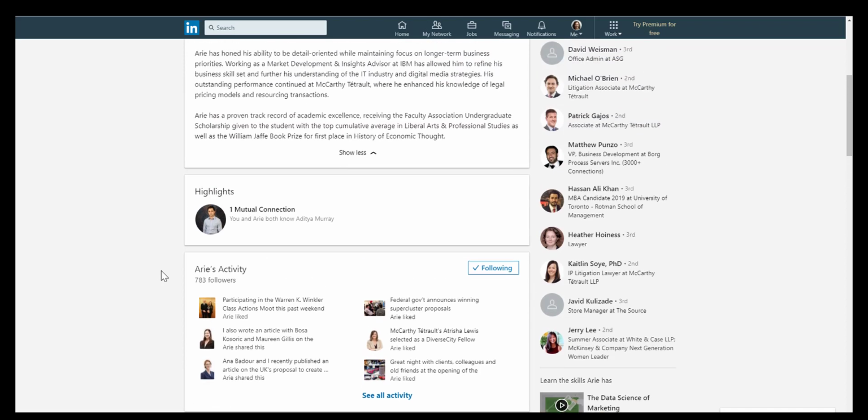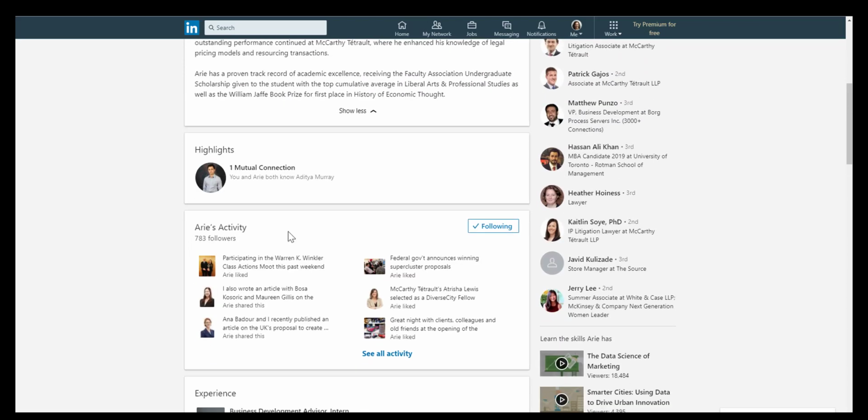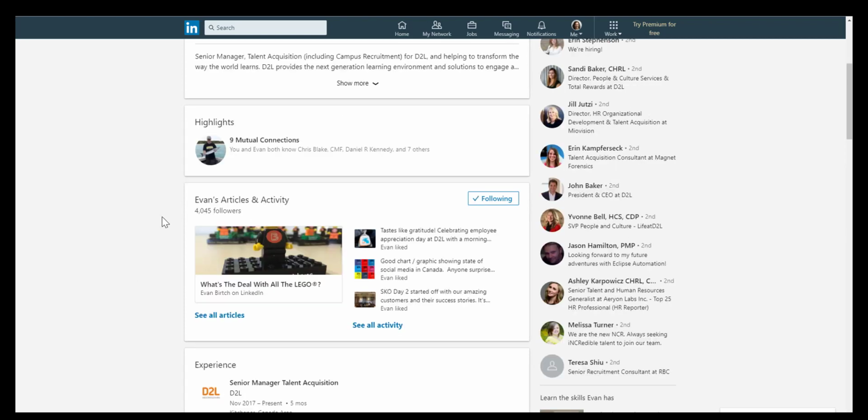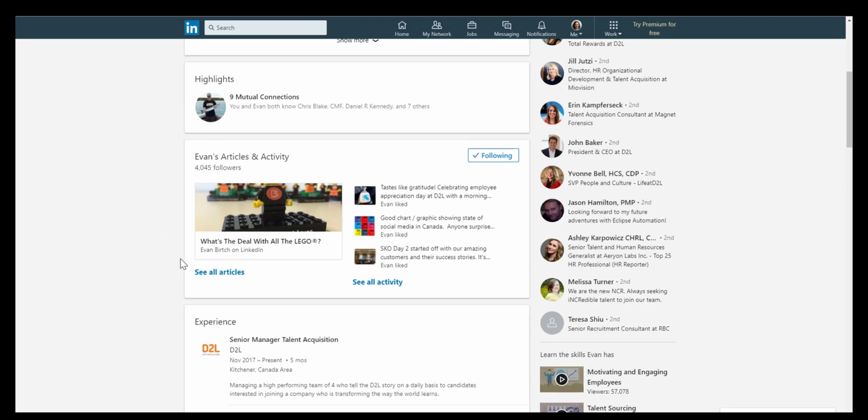I don't mean to jump around, but I do want to go up to the activity section, which I kind of skipped over. This is where if you're writing articles on LinkedIn, it will show up in your activity too. And some people are writing those articles and publishing them. Those are showing up in their profile quite a bit. An example of that, I've just jumped over to my colleague Evan's LinkedIn profile, and Evan's written a few articles and had some activities here.